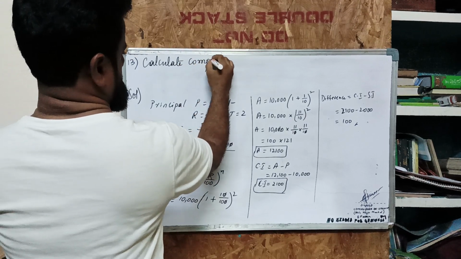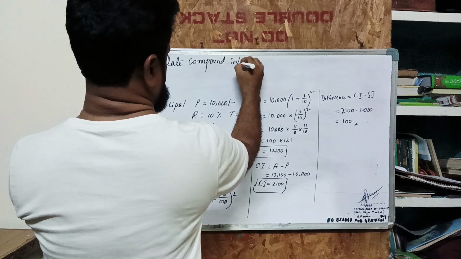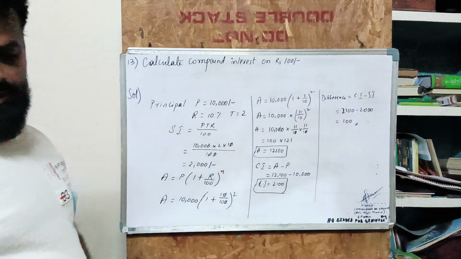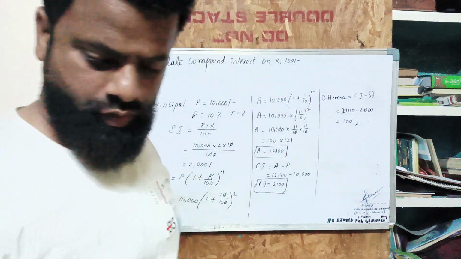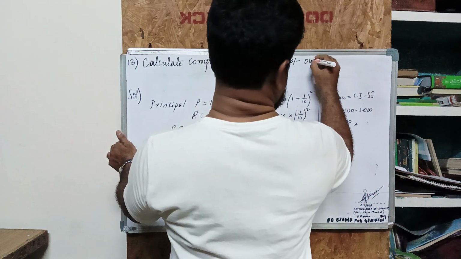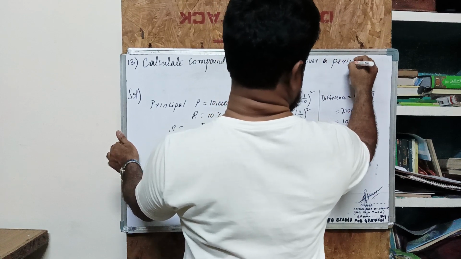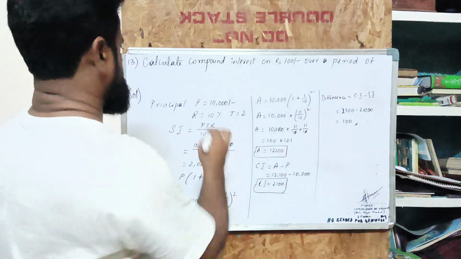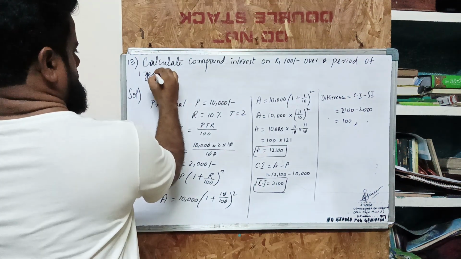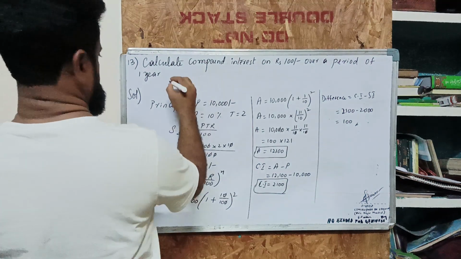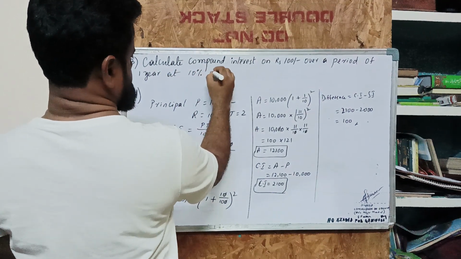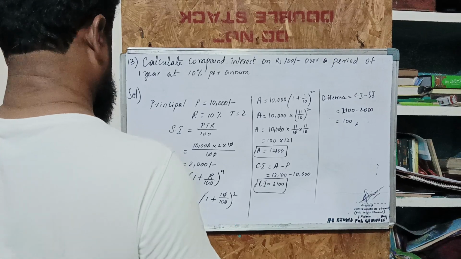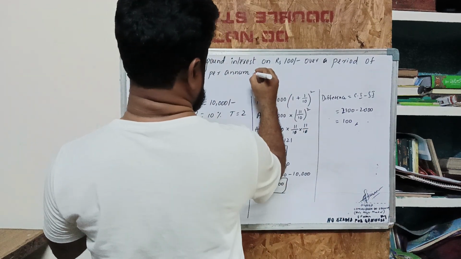Calculate compound interest on rupees 100 over a period of 1 year at 10% per annum if interest is compounded half-yearly.